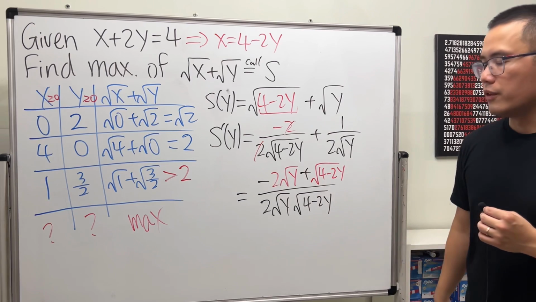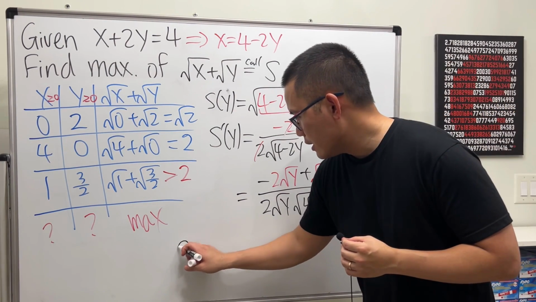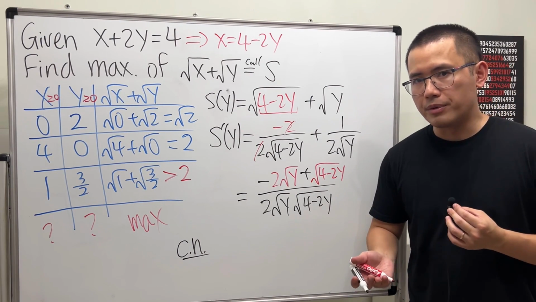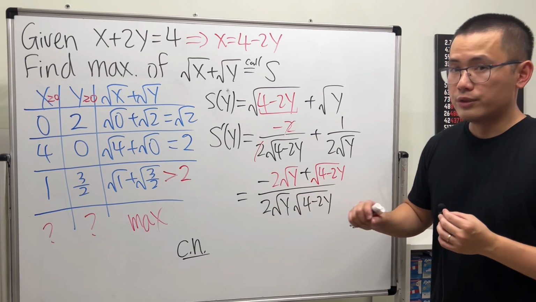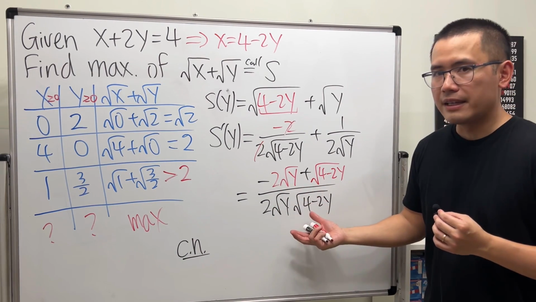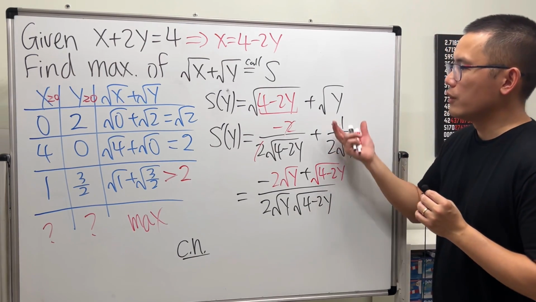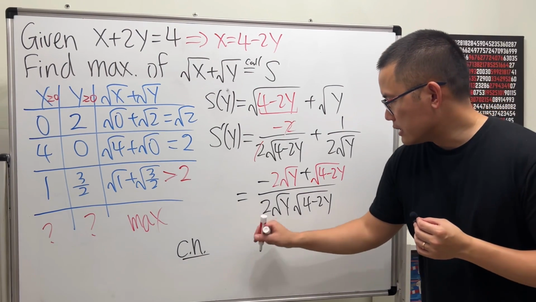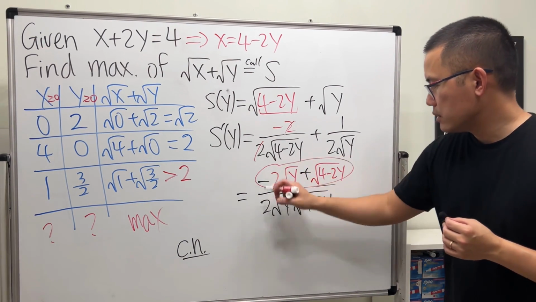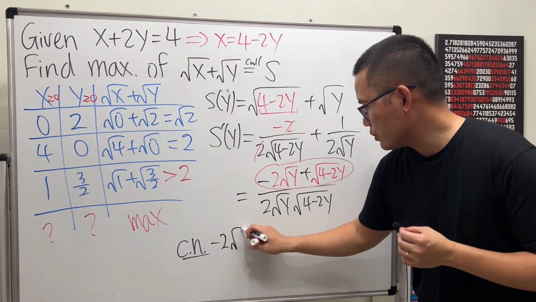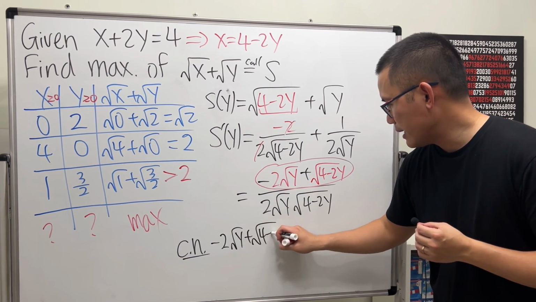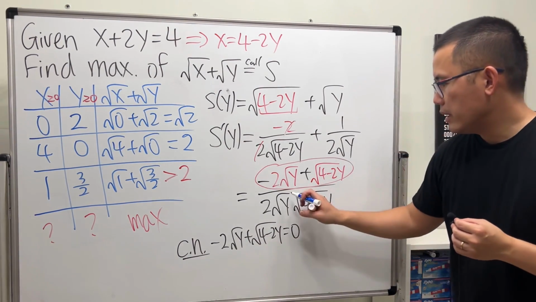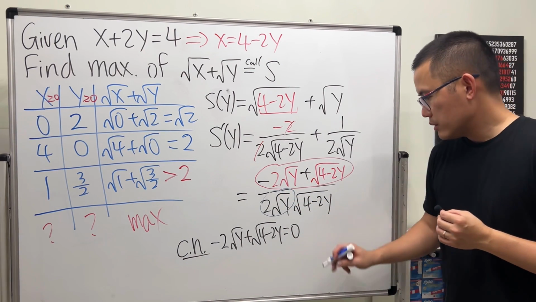Now, if you look at the structure of this, we can find the critical numbers. And remember the criteria for a number to be a critical number. It's where we make the derivative equal to 0 or making the derivative undefined. But the number also has to be in the domain of the function here. So the first thing is that we will have to set the top to be 0. So this is negative 2 square root of y plus square root of 4 minus 2y to be 0. And then we should also look at the bottom and make this factor equal to 0. So let me just put that down real quick.